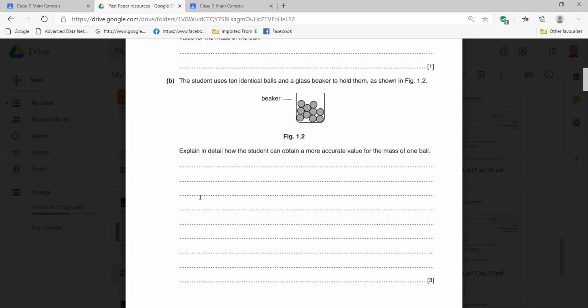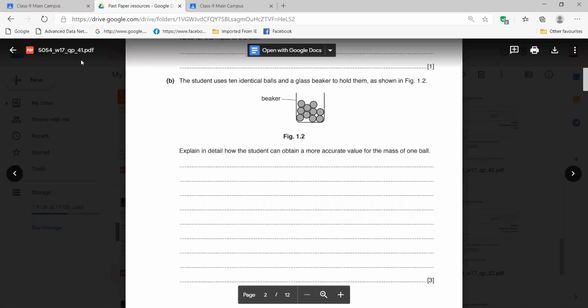He needs to measure the weight of the beaker. He needs to place the beaker first on the top balance and mark it as empty beaker. First he needs to place the empty beaker on the balance and make the balance read 0, and then place 10 balls inside it and obtain that new reading, M2.